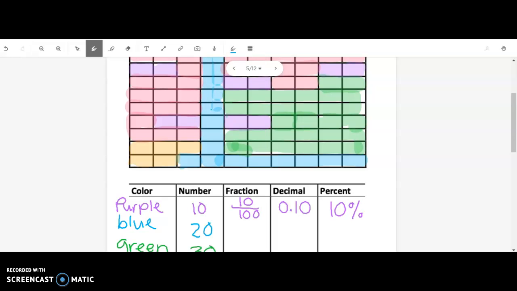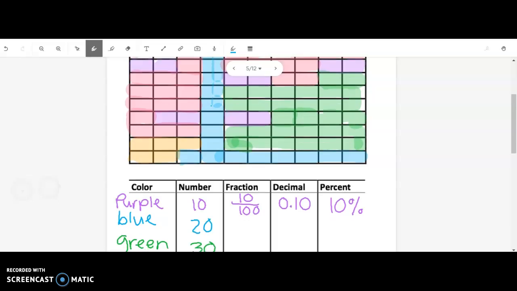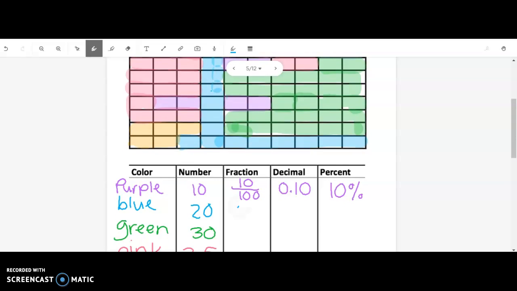So let's see, 20 of them were blue. So the first thing I'm going to do is write it as a fraction. So I have 20 out of 100 are blue. 20 per 100, so that's 20%. And if I wanted to write it as a decimal, I have 20 hundredths. So 20, and my number goes out to the hundredths place.